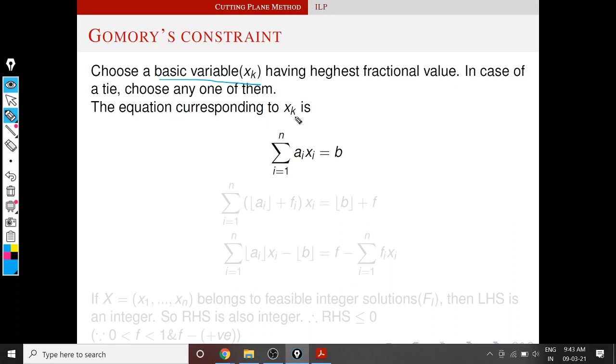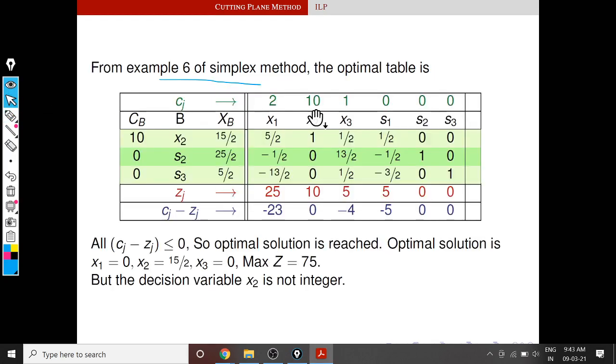Suppose the equation corresponding to xk is like this. For example, consider this example. Here the fractional part is 1/2, isn't it? Actually here 15/2 is equal to 7 plus 1/2. And this is a basic variable with a fractional value. Fractional value means it is 7 plus 1/2. So suppose it contains more than one basic variable, then we have to choose one basic variable with the highest fractional value. That's all.